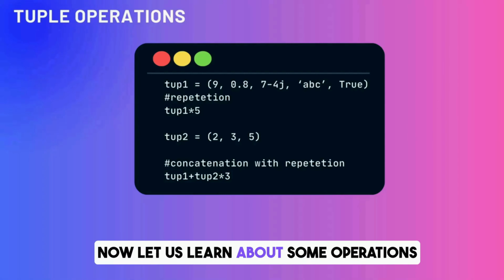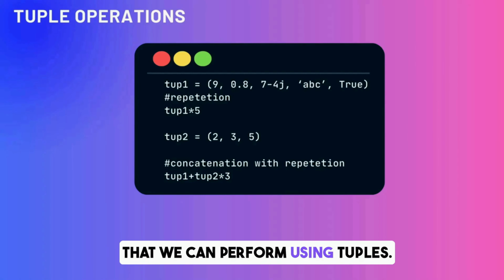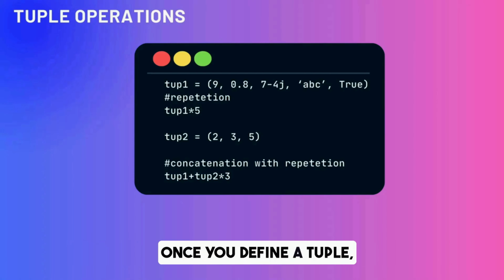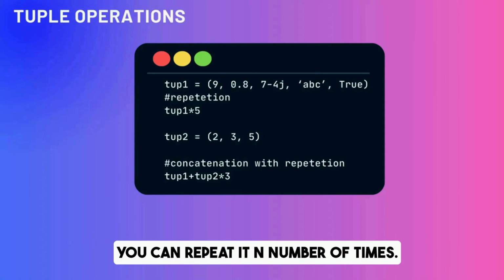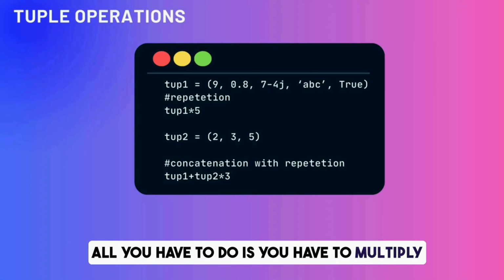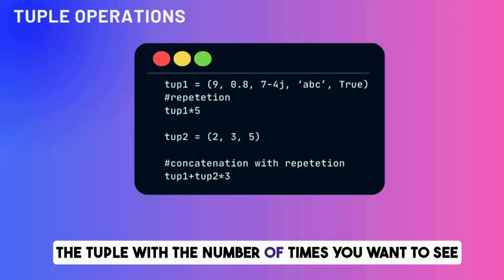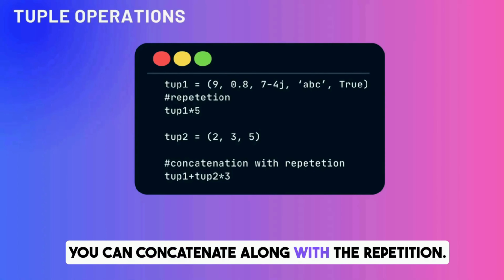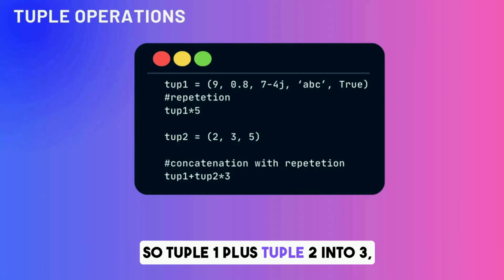Now let us learn about some more operations that we can perform using tuples. We can have something called repetition. Once you define a tuple, you can repeat it n number of times. All you have to do is multiply the tuple with the number of times you want to see the repetition of that particular tuple. Also, you can concatenate along with the repetition, so tuple 1 plus tuple 2 into 3 or something like that, right?